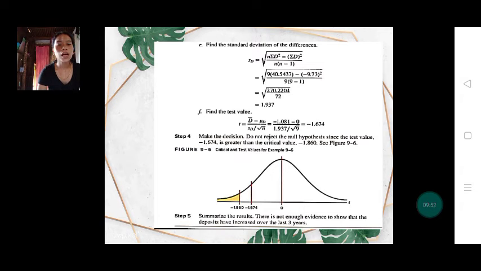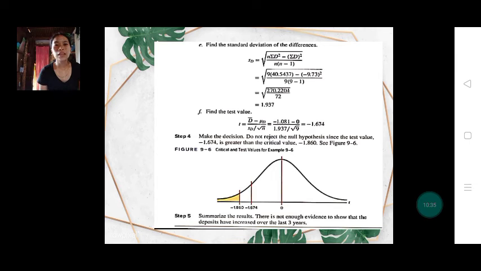Then ang atoang mu sub d, which is atong alternative hypothesis nga nagkuan man to siya og 0, then over ang atong standard deviation which is 1.937, divided by the square root of n, which is 9, then equals to negative 1.674. So mao na to siya ang atoang test value which is equal to negative 1.674.